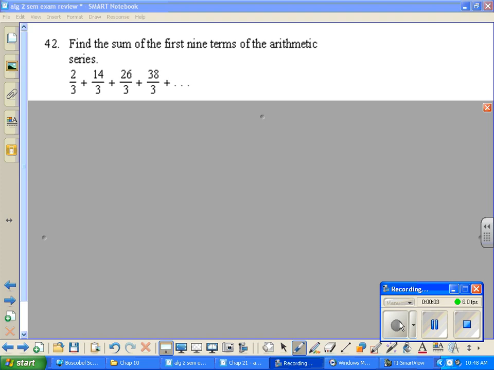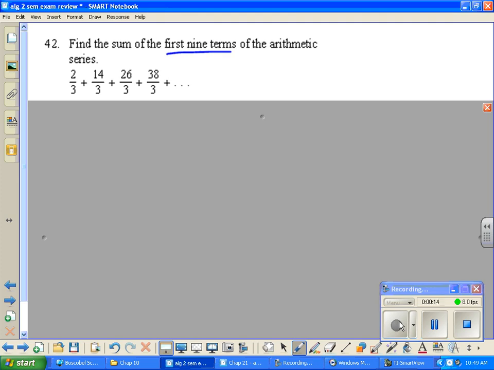This question is asking us to find the sum of an arithmetic series. So we have 2 thirds plus 14 thirds plus 26 thirds plus 38 thirds plus dot dot dot. Let's find the sum of the first 9 terms. And the other clue here is that we have an arithmetic series.